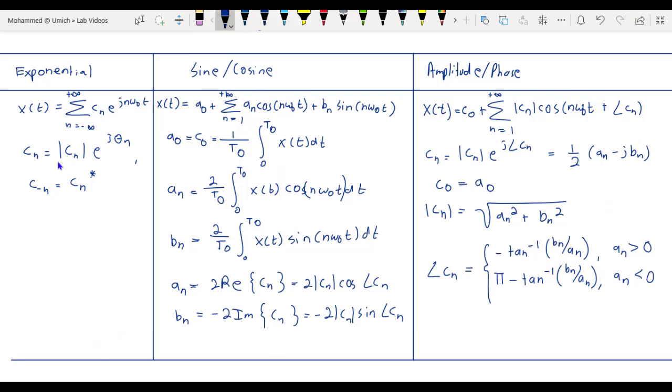This table right here is all you need in order to convert between any of the three different representations of the Fourier series. And in the next video, I'm going to go through various examples and illustrate each of these different Fourier series representations.